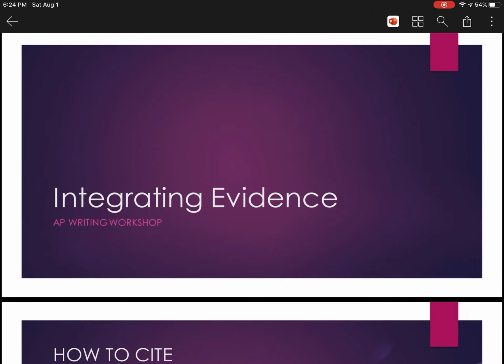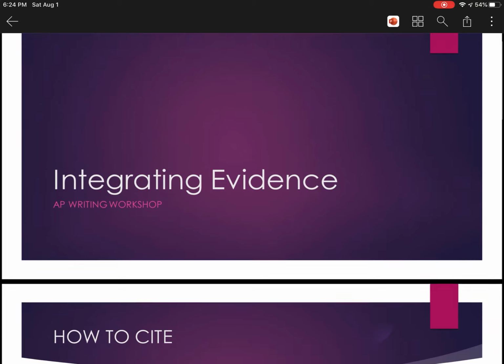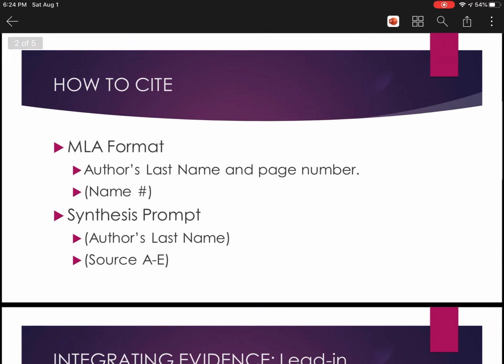All right, let's talk about integrating evidence. Now that we can visualize what a strong analytic paragraph looks like, let's talk about putting those quotations in there effectively. When we are talking about citing for AP Language, we want to use MLA format, which typically is the author's last name and page number in parentheticals.